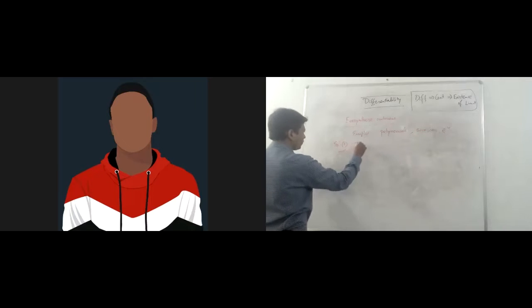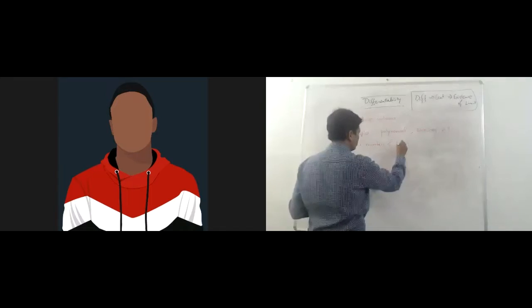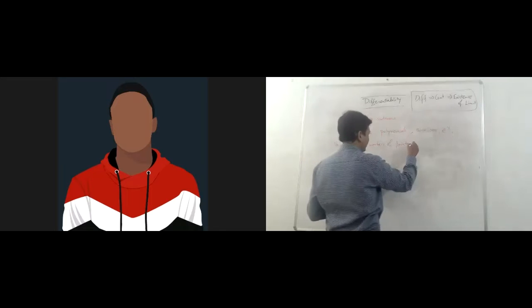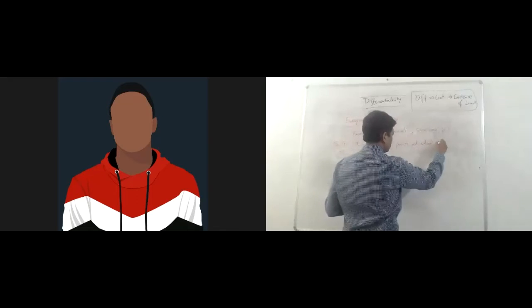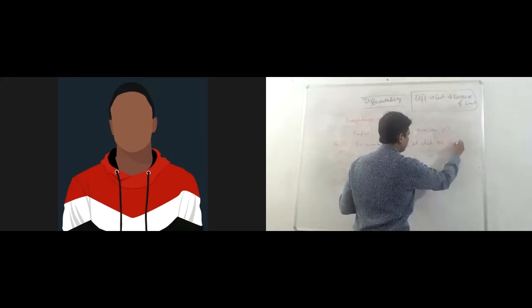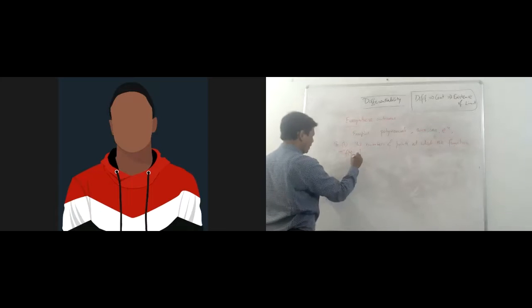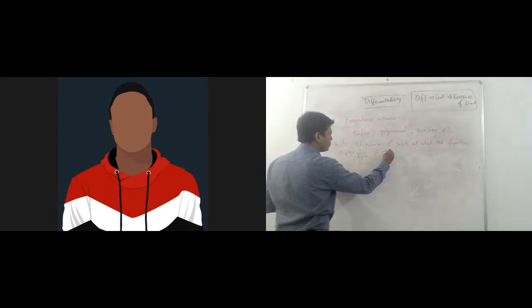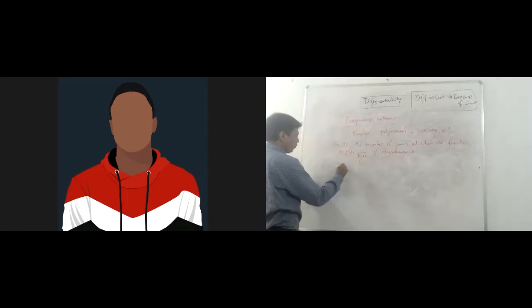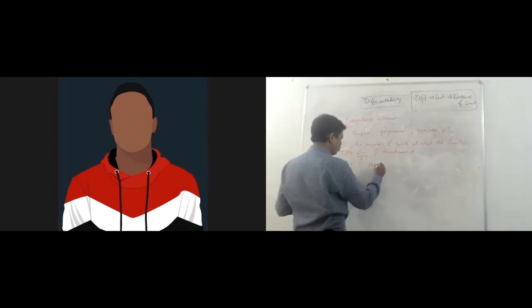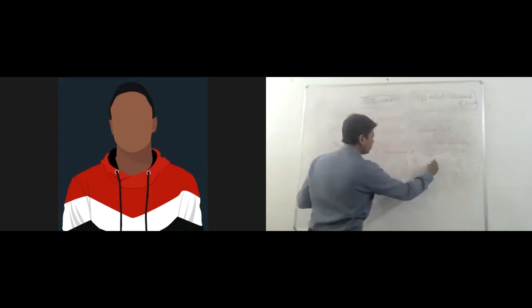Question. The number of points at which the function fx equal to 1 by log mod x is discontinuous is, options 1, 2, 3, 4.